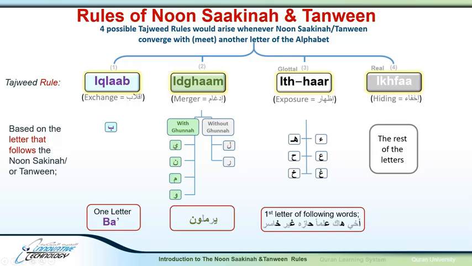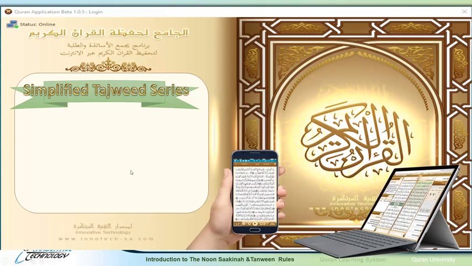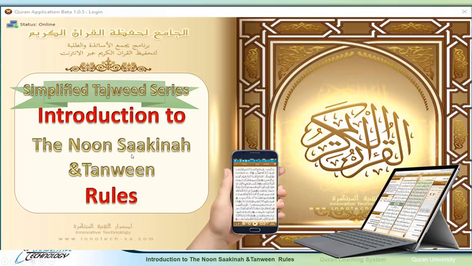So apart from the Ba and Yarmalun and the six letters, all the other letters are associated with the hukum of Ikhfa, hiding. There would be a full lesson dedicated to each one of those four rules. So if you don't grasp it right now, don't worry about it. This is just an introduction, preparing you and introducing you to the following 5 lessons that would follow this introduction, and which would have detailed explanation for each one of these rules. With that, we conclude our lesson for today, which is an introduction to the Nun Sakinah and Tanween rules.